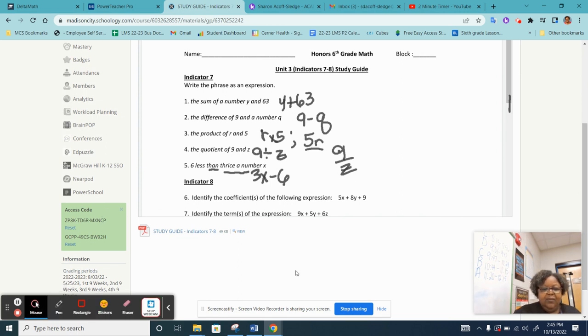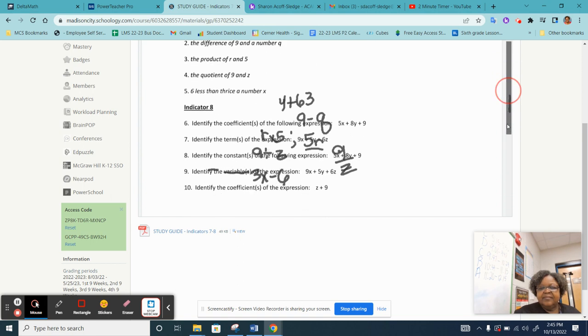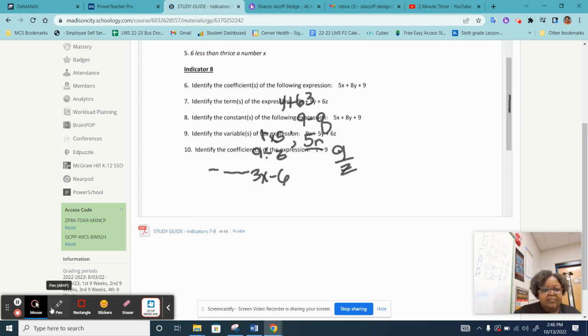I need to go to my pointer. Now this part, I got some on here to clear screen. There we go.